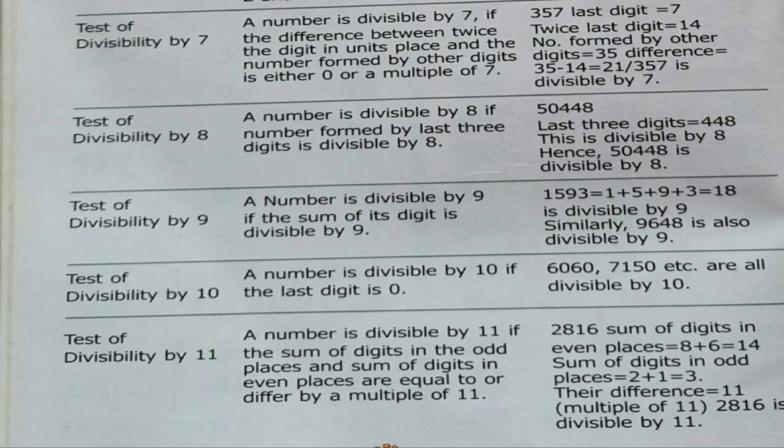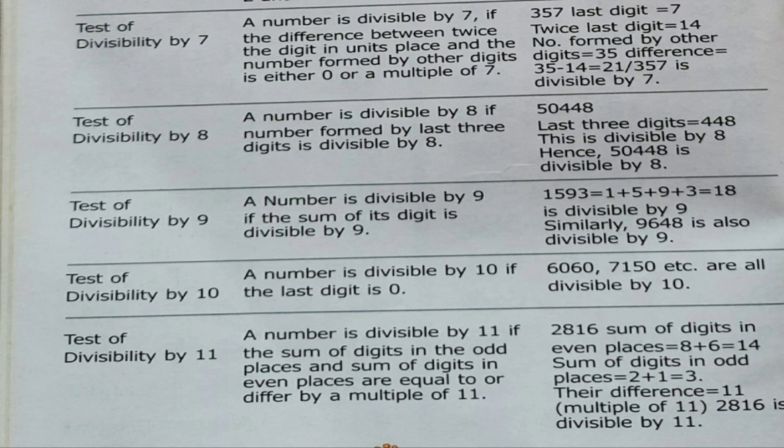For the test of divisibility by 7. A number is divisible by 7 if the difference between twice the digit in unit place and the number formed by the other digits is either 0 or a multiple of 7. You can see the example 357. The last digit is 7. Twice the last digit is 14. The number formed by the other digits, the remaining numbers, is 35. So the difference between 35 and 14 is 21. So therefore this 21 can be divided by 7. Therefore the whole number 357 can be divided by 7.